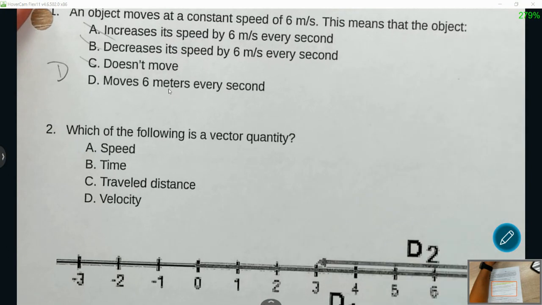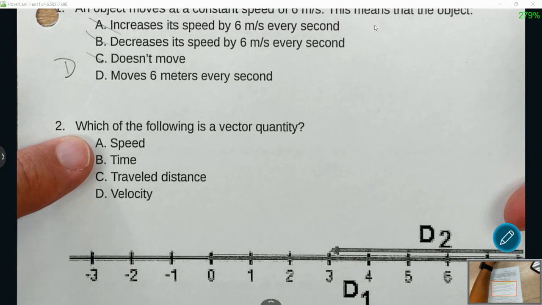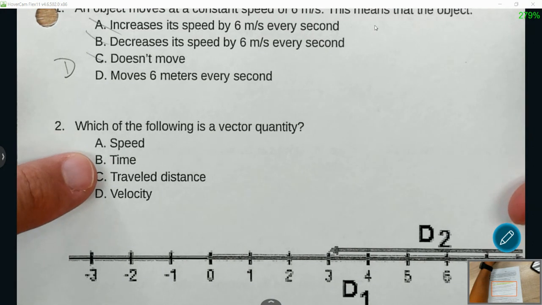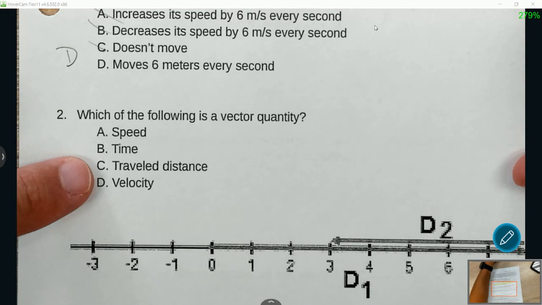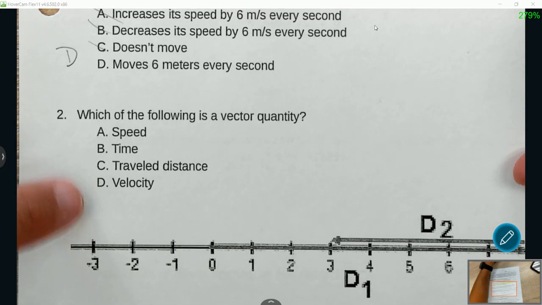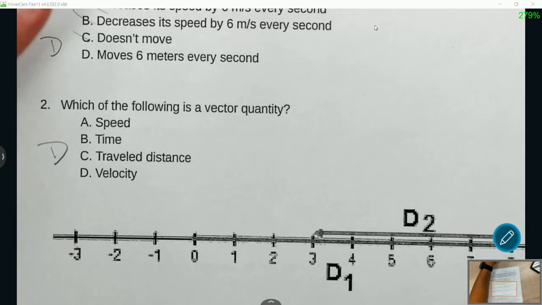All right. Which of the following is a vector quantity? Remember, vectors need magnitude, unit, and direction. Does speed need a direction? No. Does time need a direction? Nah. Does total distance traveled? Nope. But does velocity? Yep. That is also letter D.